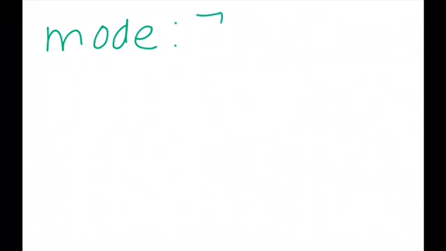Okay, the next thing we're going to do is find our mode. Our mode is the number that occurs the most. And if I look up there, 7 occurs twice. It's the only number that occurs more than once. So our mode is 7.